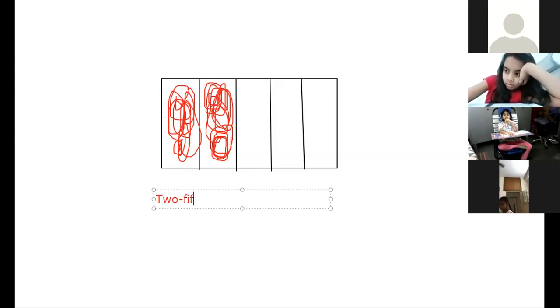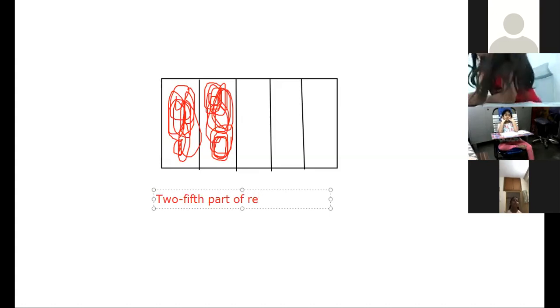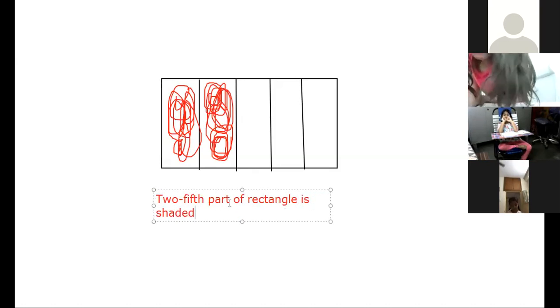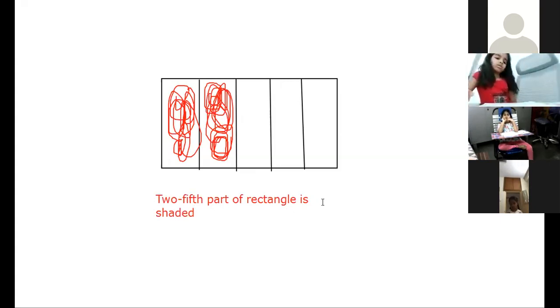So I can write here that 2/5 part of the rectangle is shaded, because out of these 5 parts, I have shaded only 2 parts. So I can write it as 2/5. Okay.